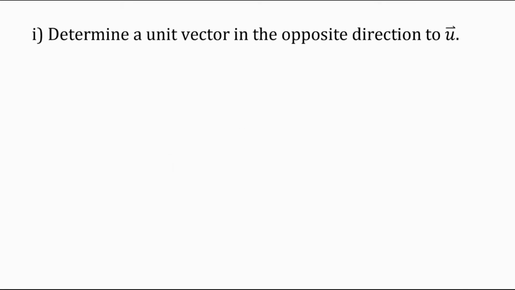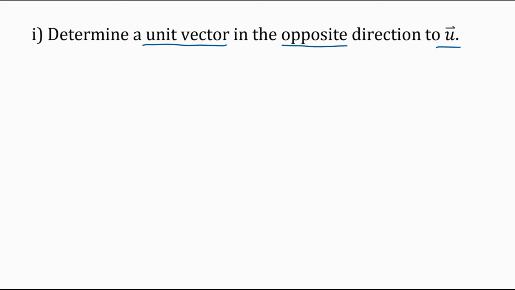All right, last thing here is determine a unit vector in the opposite direction to vector u. So now it's got to be a unit vector. It's got to be in the opposite direction to vector u. Okay. Well, I already have a unit vector that's collinear to vector u. It's in the same direction as vector u. I've determined that in part h.